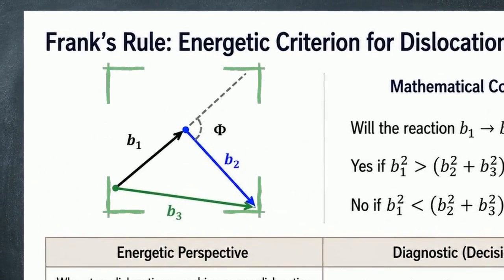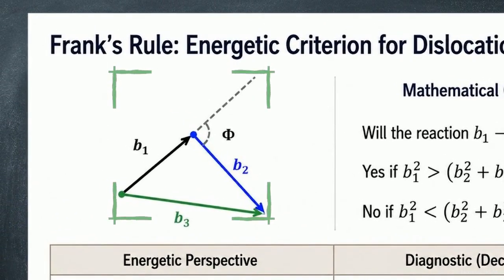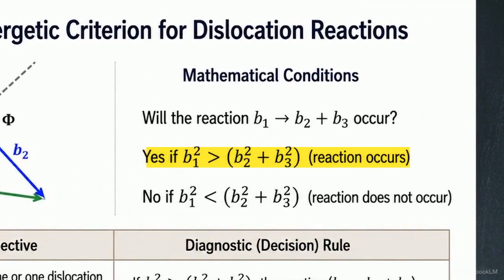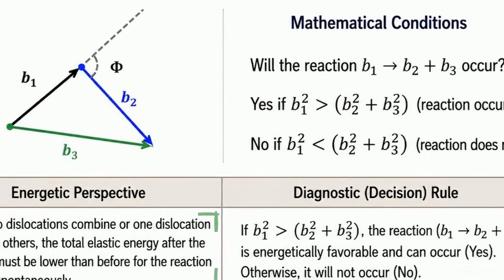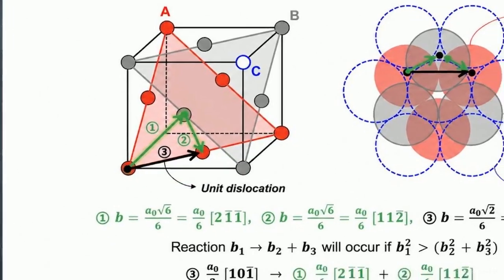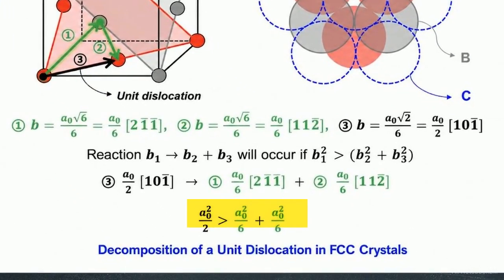The diagram shows dislocation b1 splitting into b2 and b3. If the initial squared vector is greater than the sum of the resulting squared vectors, the reaction yields a lower energy state and occurs spontaneously. In a face-centered cubic lattice, the black unit vector 3 splits into two smaller green Shockley partials, 1 and 2. Squaring the initial vector gives 1/2 a0 squared, which is greater than the squared partial sum of 2/6. Therefore, this reaction is energetically favorable.